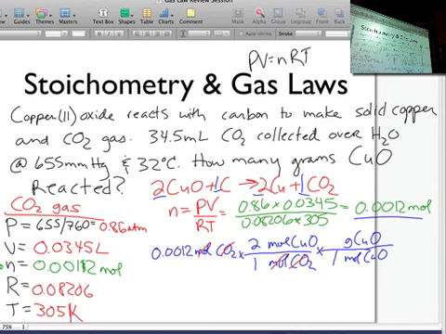I'm looking that up. Copper, where are you? 63.5 plus 16. You need the periodic table. 79.5. 79.